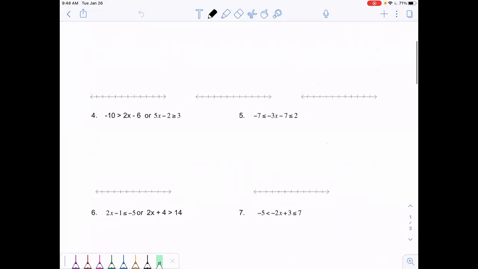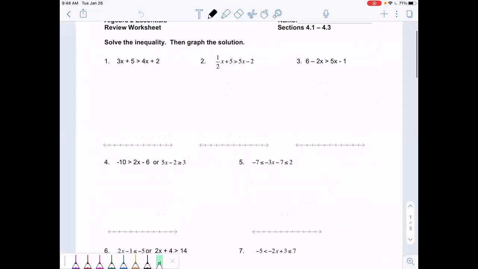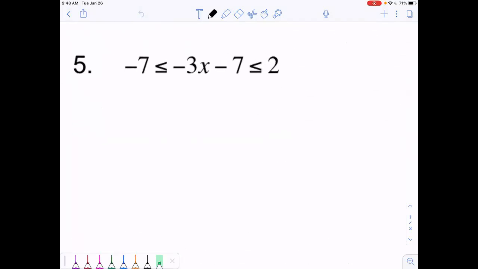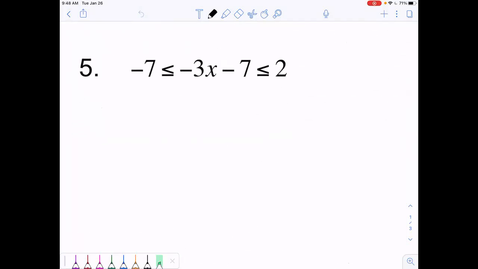And we are going to solve a couple of these together just to give you a refresher. But remember, this was 2 weeks ago that we started this chapter. And 2 weeks ago, the first thing we did was we solved a linear inequality that you graphed on a number line. So let's look at number 5. Number 5 is a compound inequality. Our goal is to get x by itself.